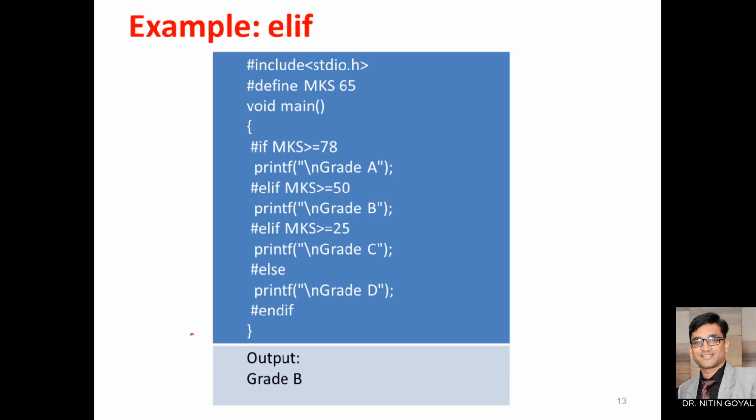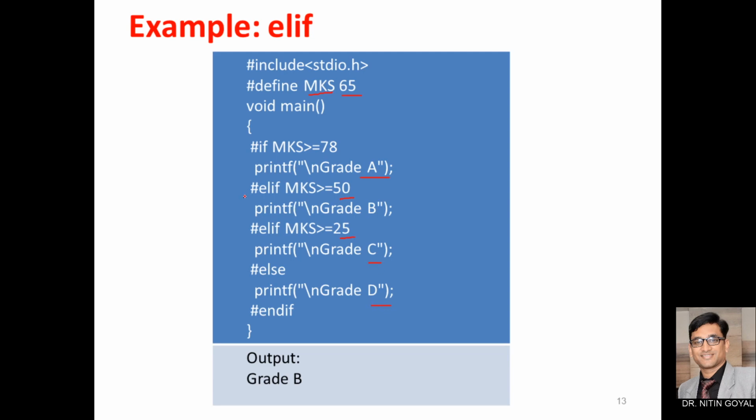Second type of conditional operator is elif, in which a code is given. Here you can see that some marks, by the keyword mks, is defined as 65, and in the program the grades are calculated. If mks is greater than or equal to 78, then A grade. If it is greater than 50, then B. Then if it is greater than 25, then C, and then the else part having D.